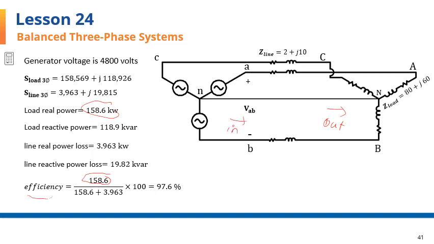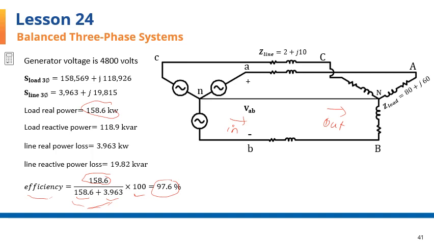The power in, or the power that the generator had to provide, the real part of that power, is the sum of the real power consumed in the load, which is this one, plus the real power lost in the lines, and that's that part. You add those two together, and that is the real power that the source had to generate. And the ratio multiplied by 100 gives me 97.6% as the efficiency of the system.